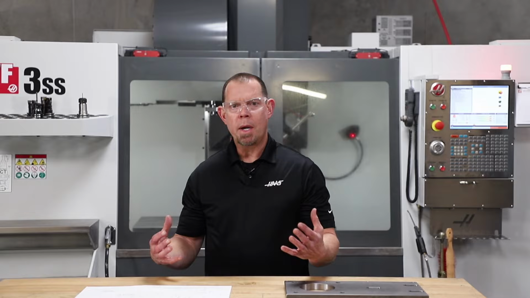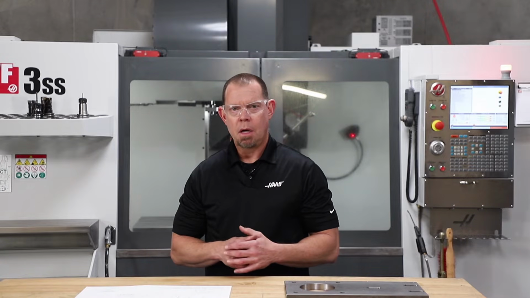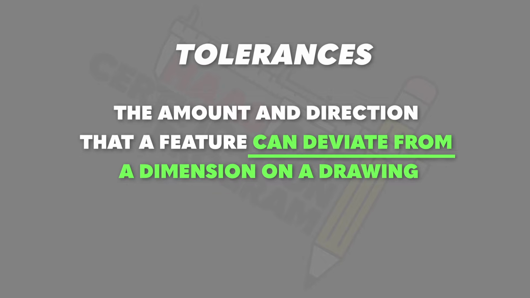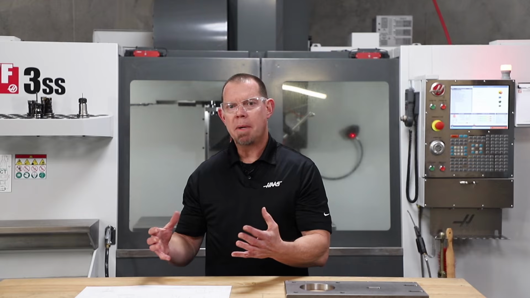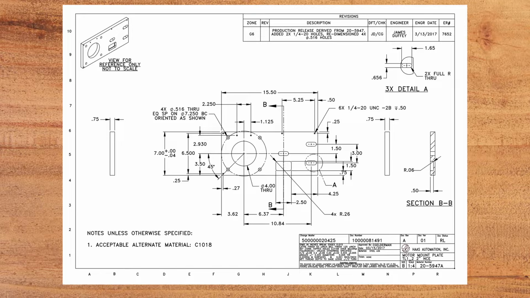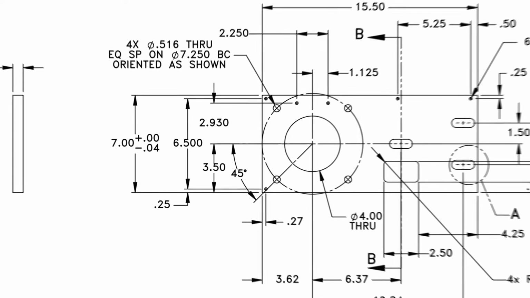Now we're going to do a quick overview of tolerances. A tolerance tells us the amount and the direction that a feature can deviate from a dimension on the drawing. We'll explain more in a few seconds. As we talked about dimensions, you probably noticed that the dimensions on this drawing don't all have the same number of digits. What you're seeing is the way that we communicate how critical a dimension is.